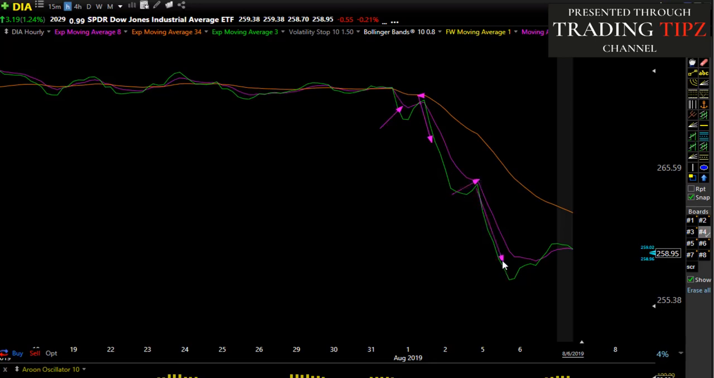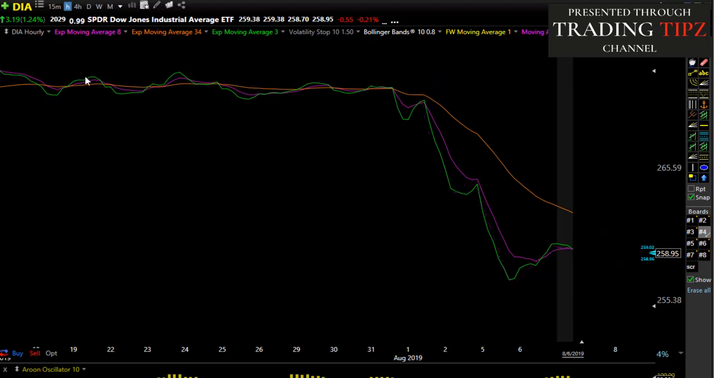We did get that opportunity where we got the 3 back above the 8. Now the question is, will it hold? Will it hold enough to attack the 34? And if it gets up to the 34, will it fail at the 34, just like it did here? That's why it's important that we wait for the pattern to occur.